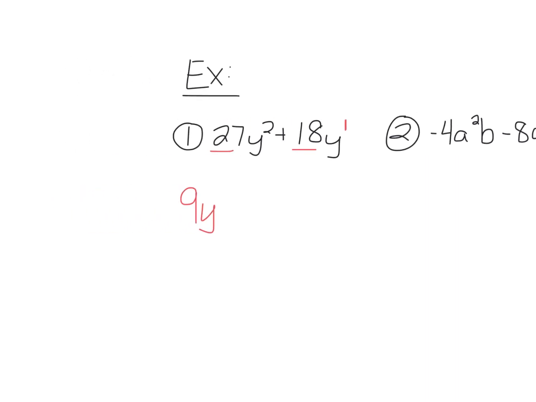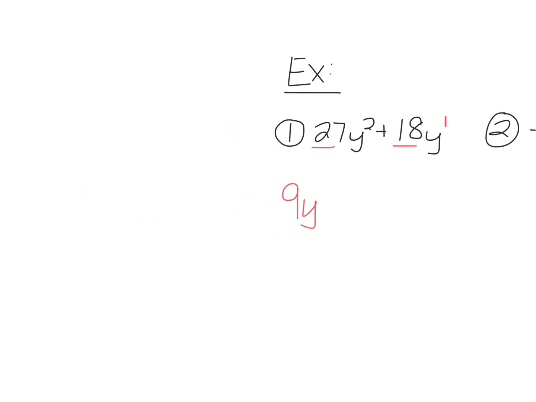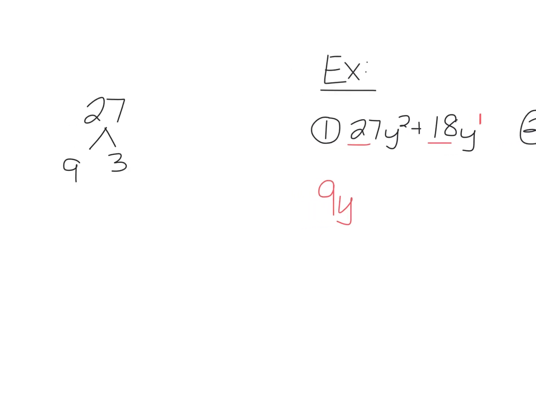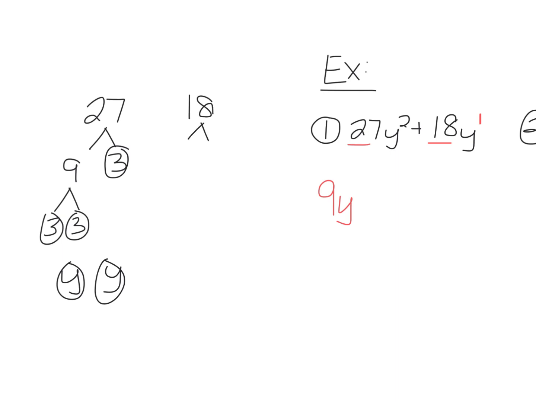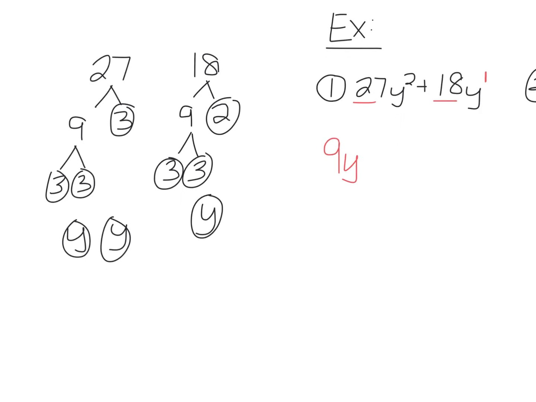Okay. I'm going to come over here. So 27, what does 27 break out to? 9 and 3. What does 9 break out to? 3 and 3. So we're done there. What else did 27 have? The 2 y's, right? Okay. 18 breaks to what? 9 and 2. What does 9 break to? 3 and 3. And then what else did I have? 1 y. Okay, so I'm going to make my list.